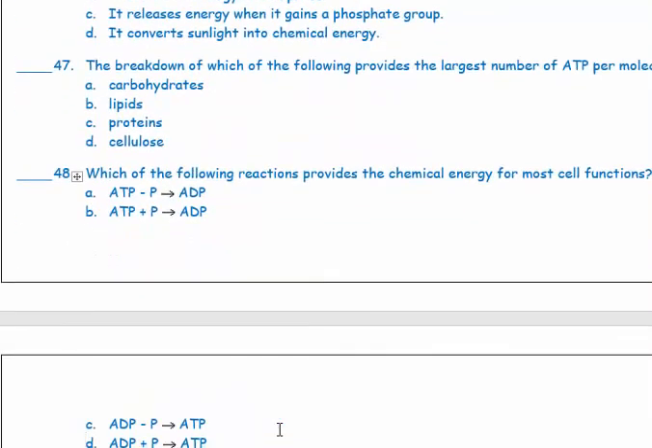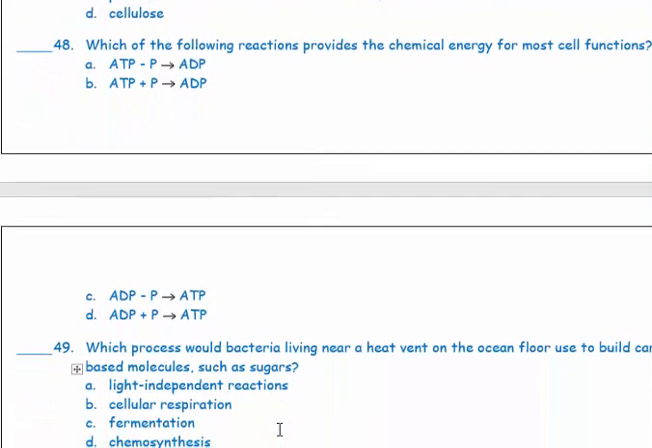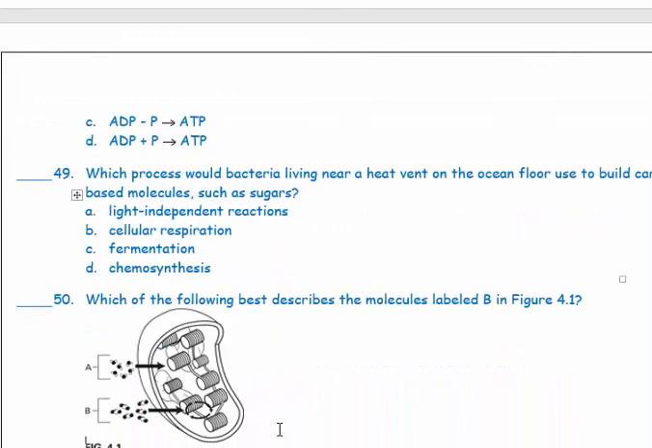48. Which of the following reactions provides the chemical energy for most cell functions? 48A. ATP loses the phosphate group and becomes ADP, because ATP is the energy currency of the cell. 49. Which process would bacteria living near a heat vent on the ocean floor use to build carbon-based molecules such as sugar? Of course, it's chemosynthesis, because there is no light to perform light-dependent reactions. They cannot perform cellular respiration because they do not have enough oxygen. So they perform chemosynthesis. They produce the energy through chemical processes.